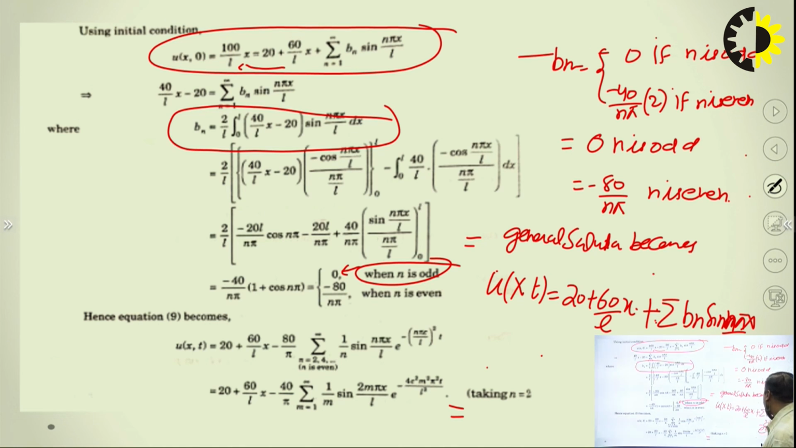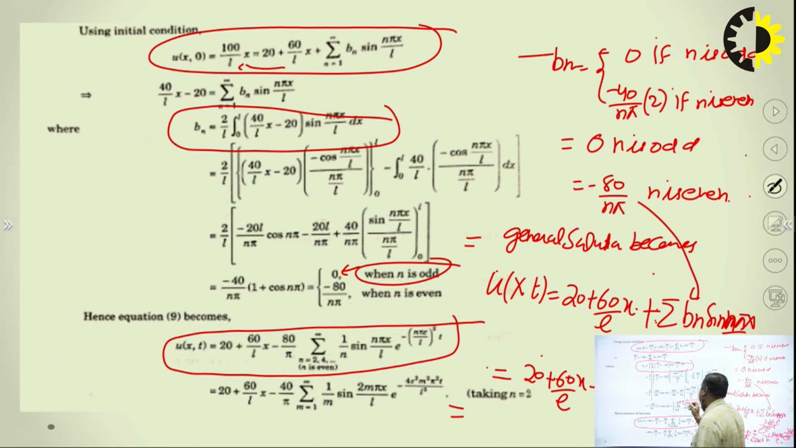And therefore the general solution, putting the value of Bn here, becomes 20 plus 60 upon L into x minus 80 upon pi taken as common, n is even, that means n is 2, 4, 6, 8 up to infinity, 1 upon n sin n pi x upon L e to the power minus c squared n squared pi squared upon L squared into t. Here for even terms our solution is coming, and for odd terms our solution is 0.